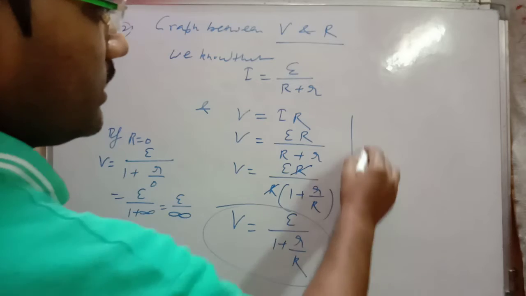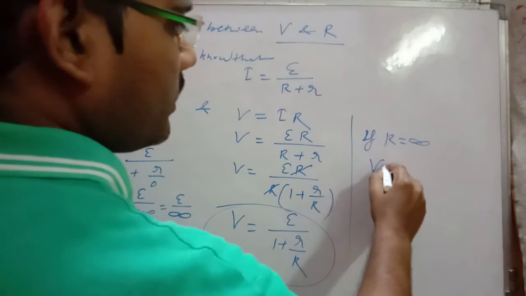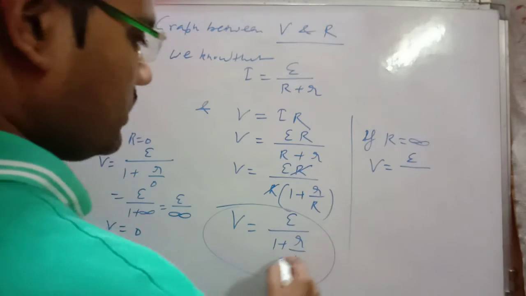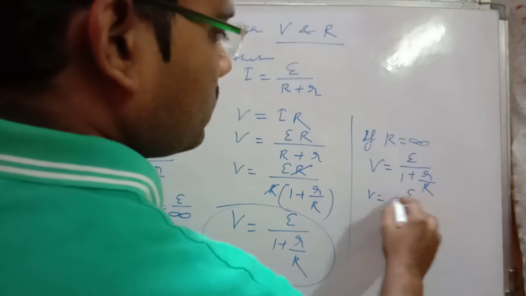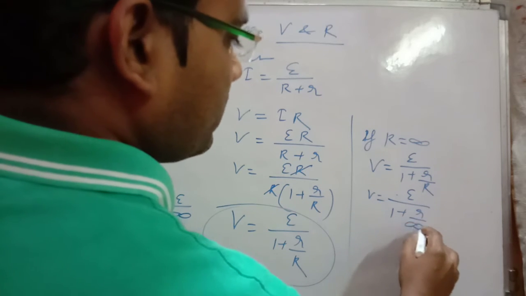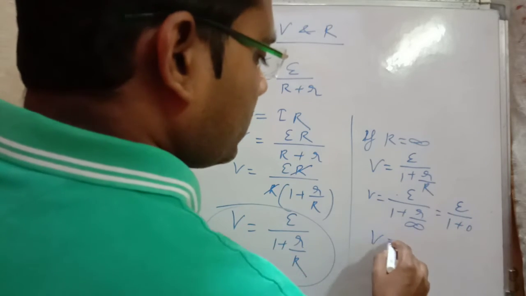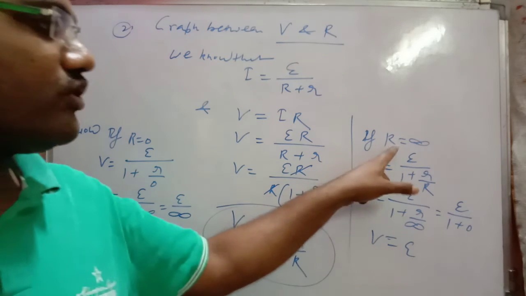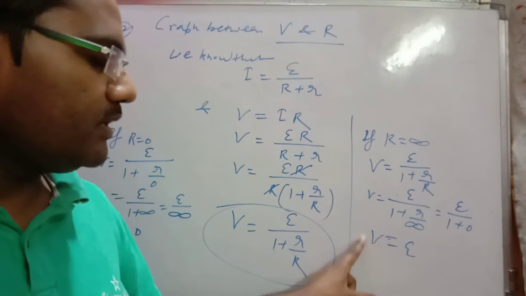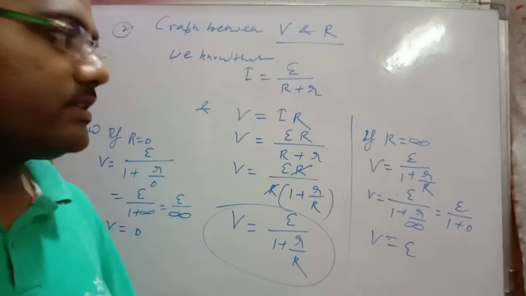Now next one is, if R is equal to infinity, then what happens? So now here V is equal to E by 1 plus r by R. V is equal to E by 1 plus r by infinity. r by infinity gives 0. That means 1 plus 0. That means V is equal to E. That means at R is equal to 0, V is equal to 0. If R is equal to infinity, then terminal potential difference of cell is equal to EMF of cell.